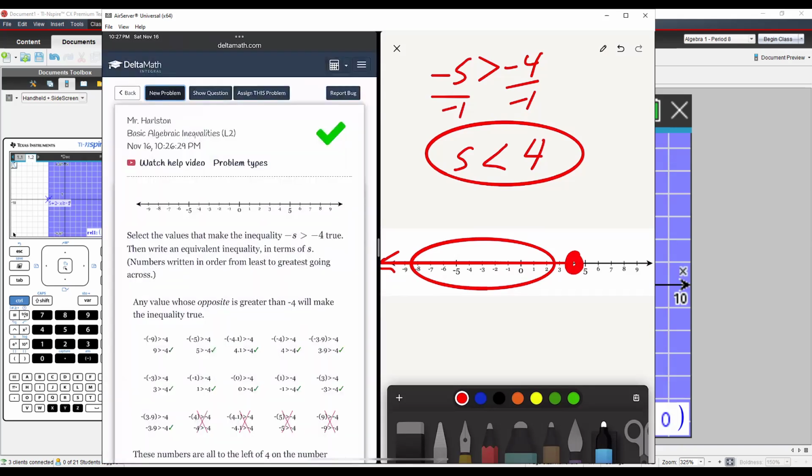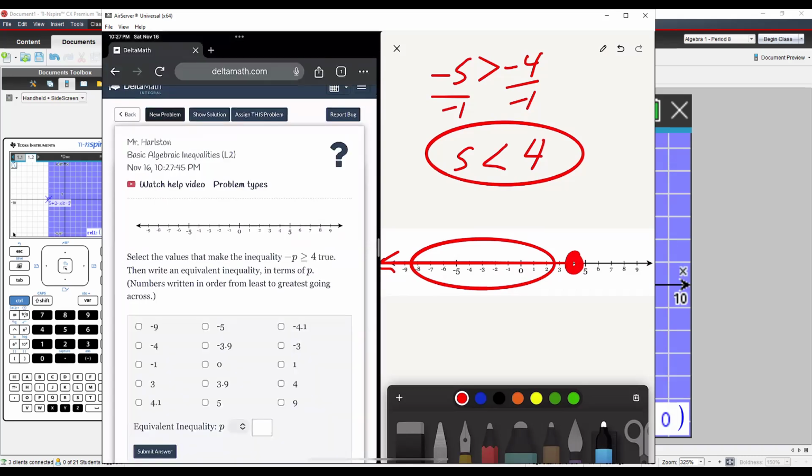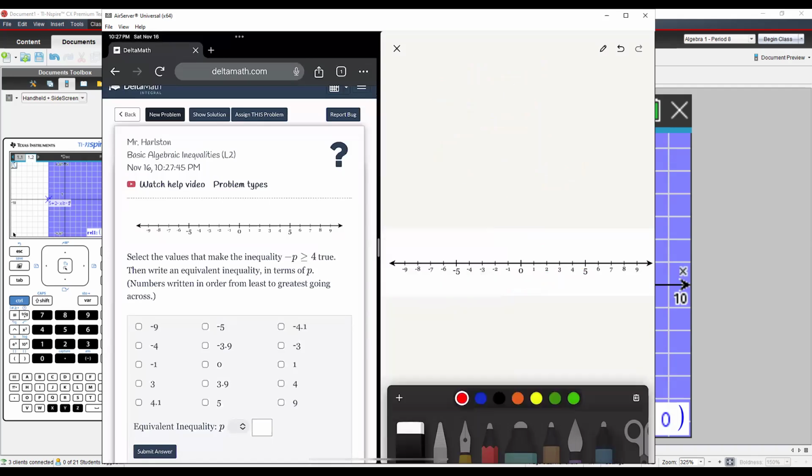All right, I'm going to do one more, and then this is a little longer than I wanted it to be, but I'm hoping that this is helpful. So let me do this one. So erase this, clear. All right, so again, we have this equation. It's negative p is greater than or equal to 4. So we're going to divide both sides by -1 because we want p by itself. We got to flip it since we divided by a negative, and this is going to be -4.